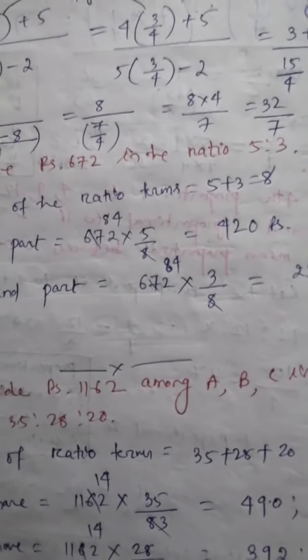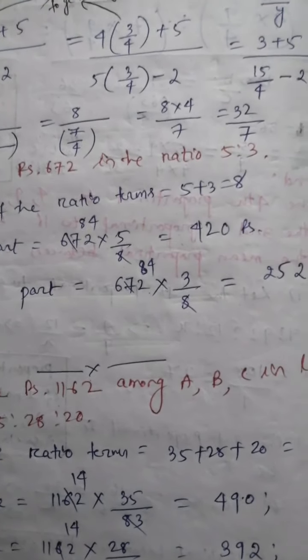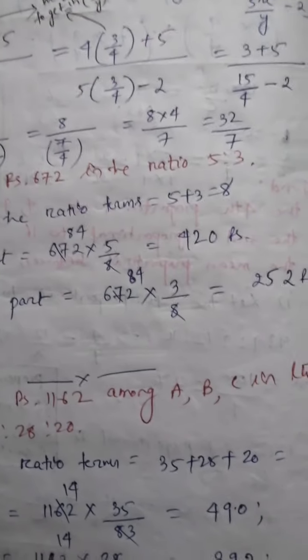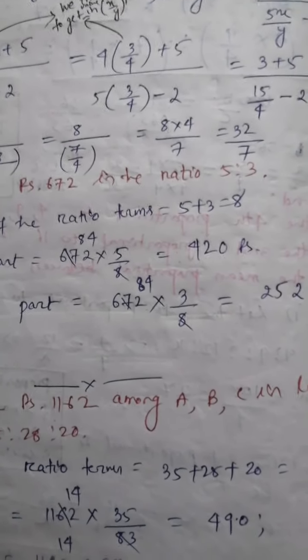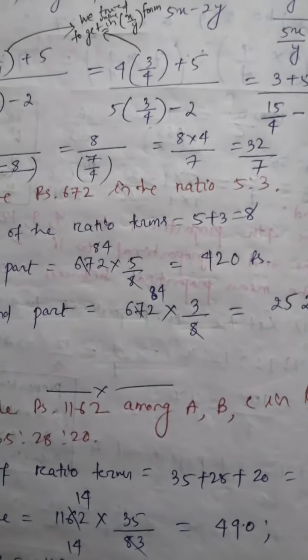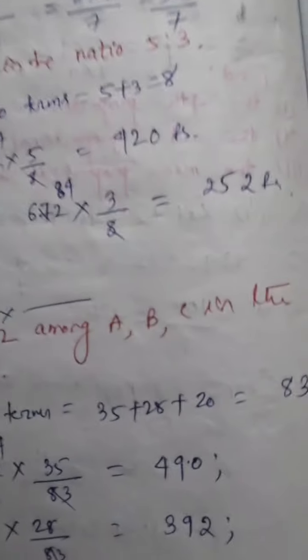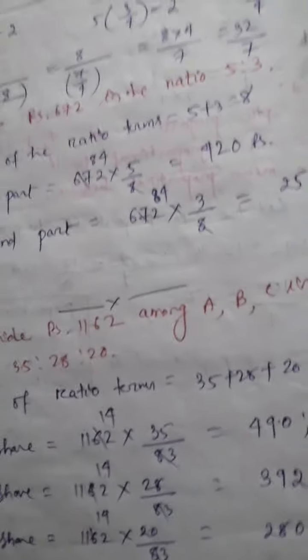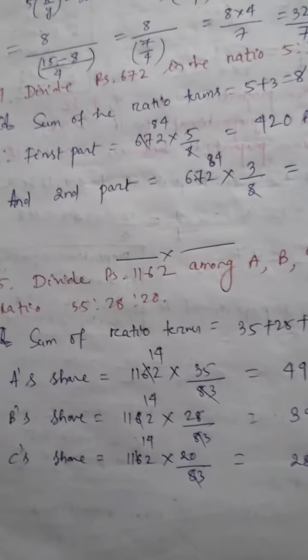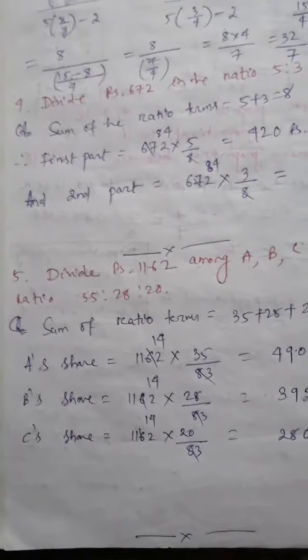So for the first part, we can do 5, that means the part, divided by the total part 8, into 672, the whole total value, and we will get 420. Similarly, from the second part we will get 252 rupees. Fine.